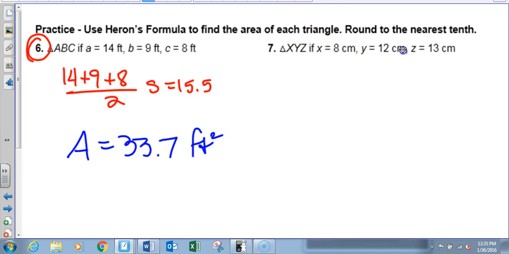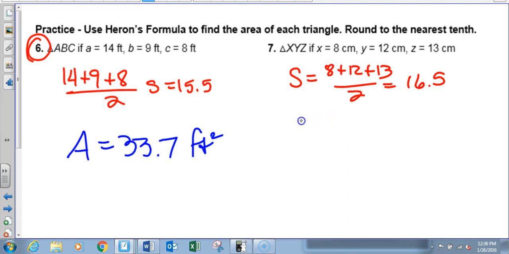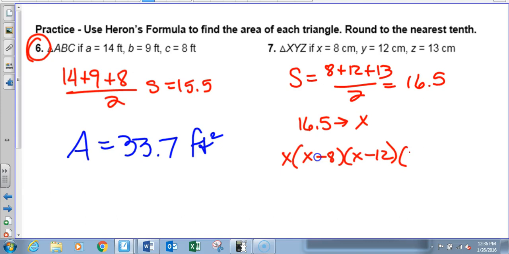All right, let's try this one. What does this one come out? I think S is what? Anybody add these up already? We got 16.5 this time. So I'm going to store that into X. Let's make that become X, and then on my screen I'm going to type X times X minus 8 times X minus 12 times X minus 13, and then at some point I'm going to square root that answer.